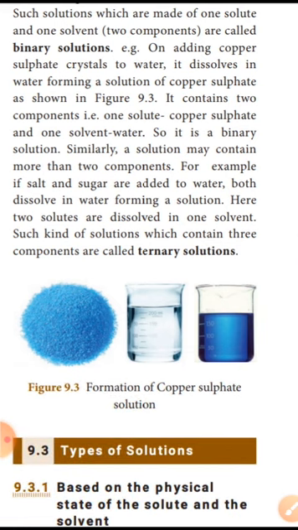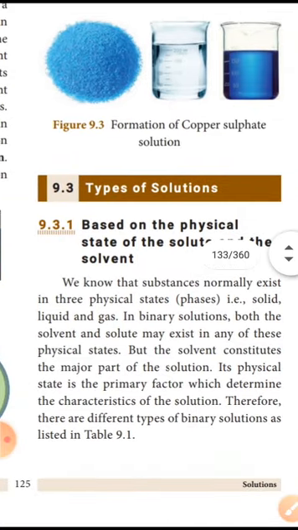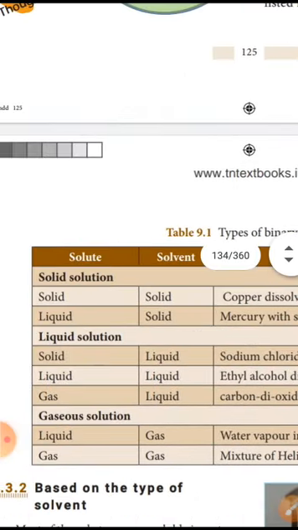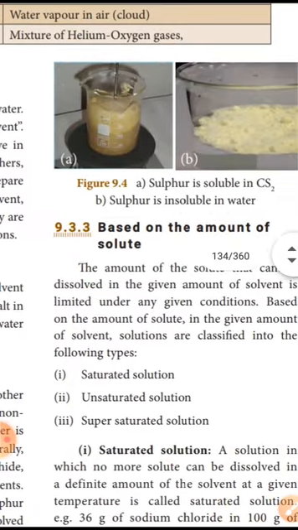Then what are the components of solution? One is solute, another one is solvent. Then what are the types of solution? The types of solutions are based on three things. One is based on solute and solvent, another one is based on solvent, and another one is based on amount of solute.